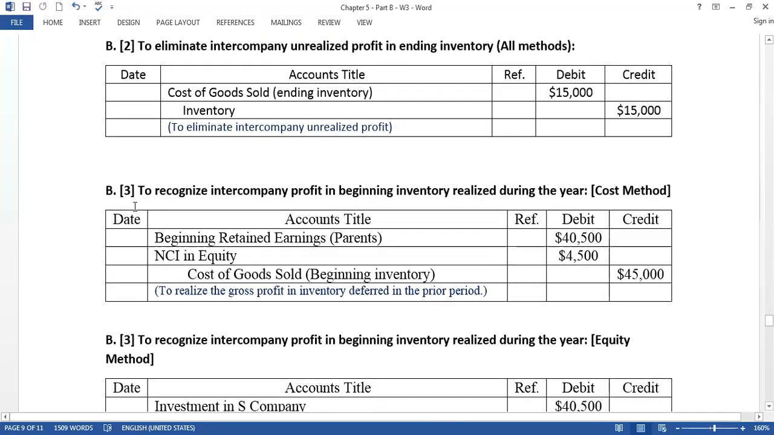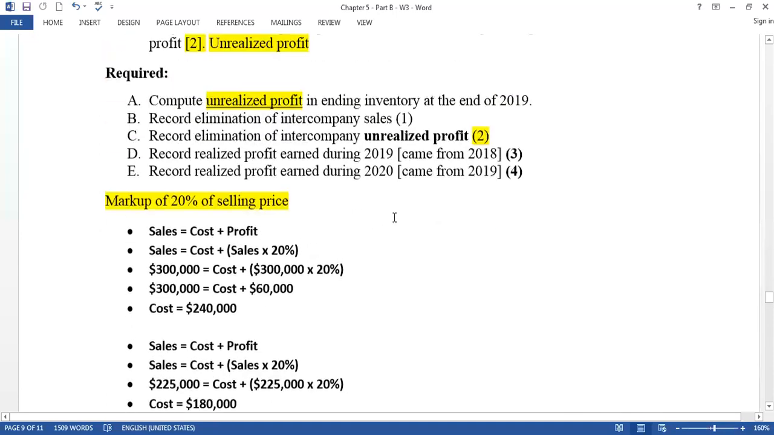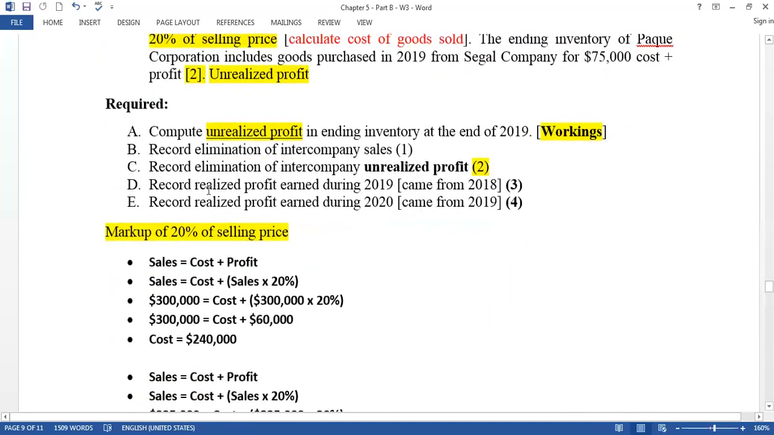Now, the question said to recognize intercompany profit in the beginning inventory. Beginning inventory means this one, our third one. So we record realized profit that was earned during 2019, and it came from 2018. It came from 2018, right? So this one we are going to allocate.